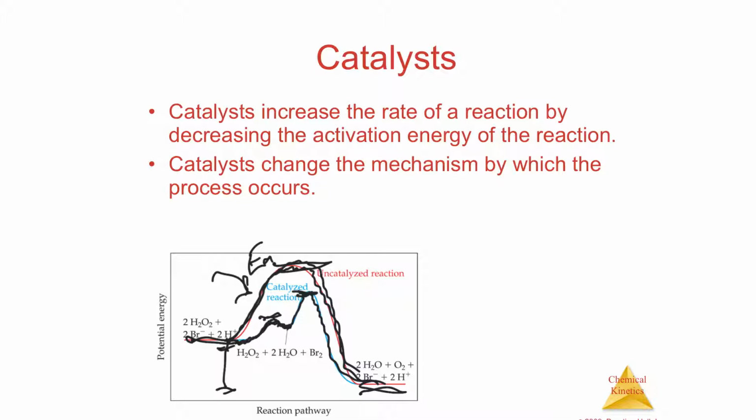So a catalyst lowers the activation energy, and by lowering the activation energy makes it cheaper for that reaction to occur. And since it's cheaper for it to occur, more of the molecules have the energy required to make a product, and so it happens faster.